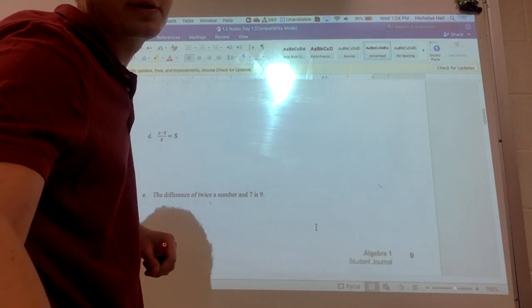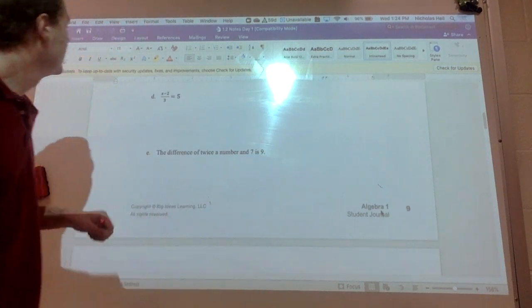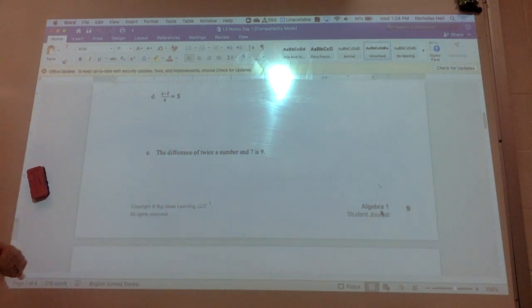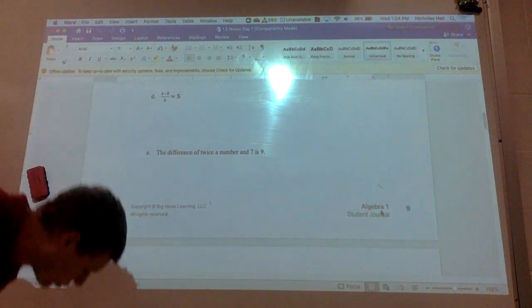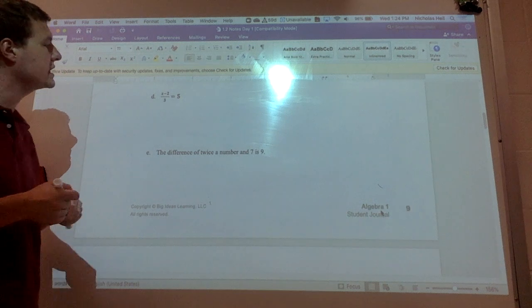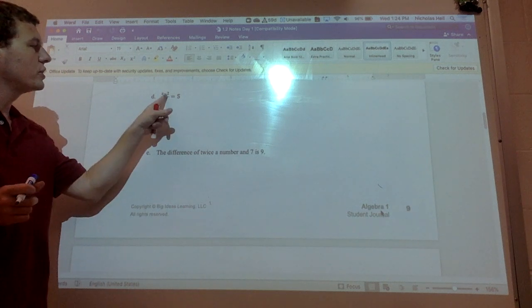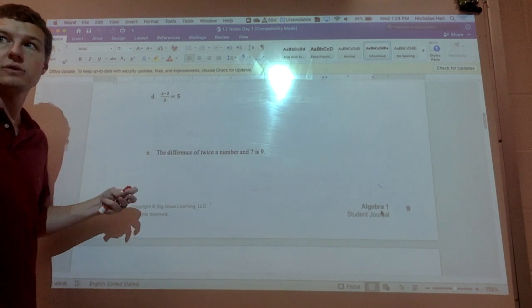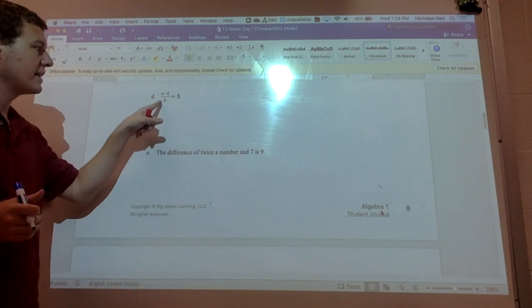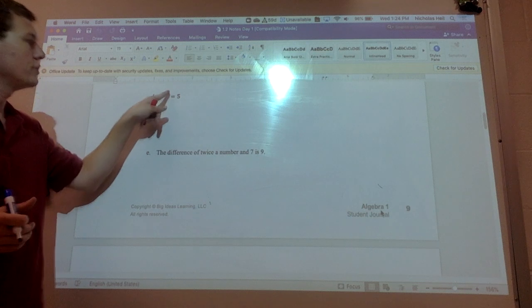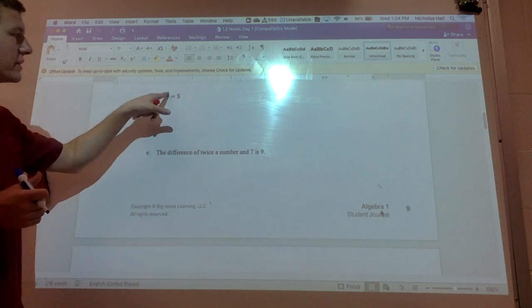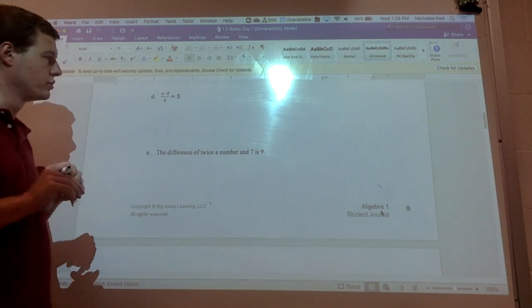All right, last 2 problems. This time we've got (x minus 2) divided by 3 equals 5. Now this looks a little weird because I can't just get rid of the minus 2, because there's something else being applied to the whole thing, and that's the dividing by 3. Notice the entire top is divided by 3, so I can't get rid of the minus 2 first, which is a little unusual.